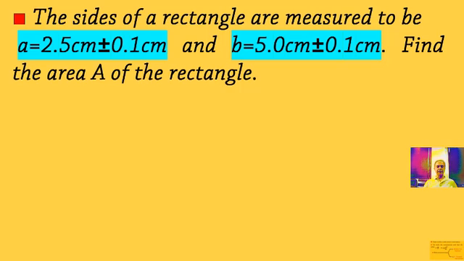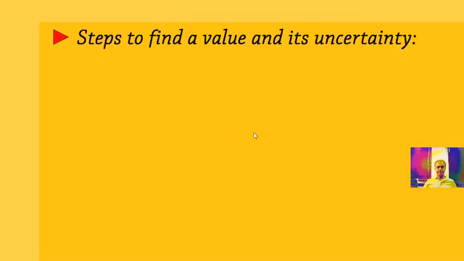The sides of a rectangle are measured to be a equals 2.5 centimeters plus or minus 0.1 centimeter and b, the other side, 5.0 centimeters plus or minus 0.1 centimeter. Find the area A of the rectangle. Let me remind you something.